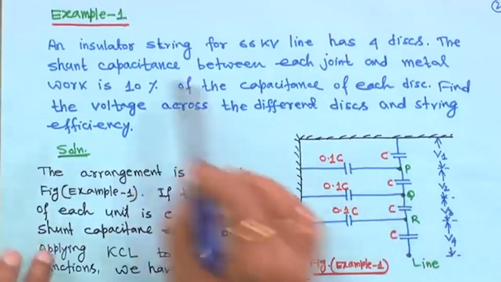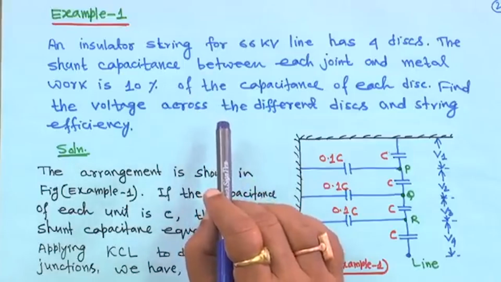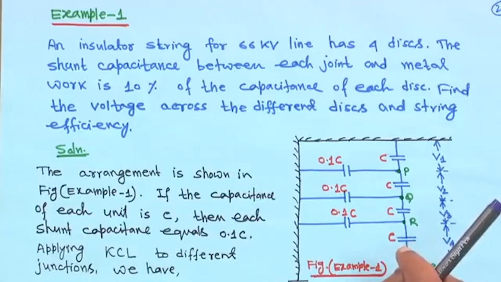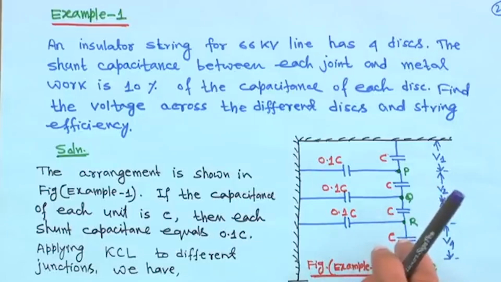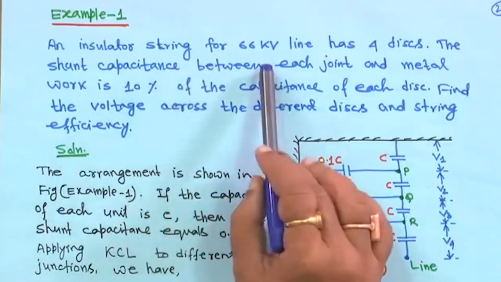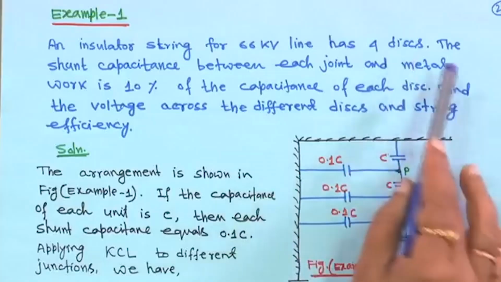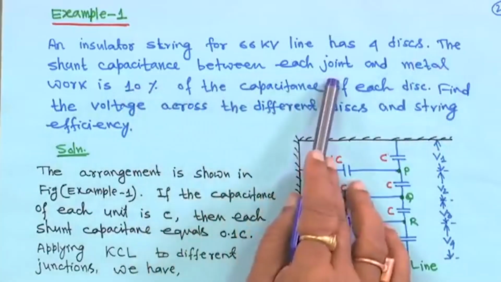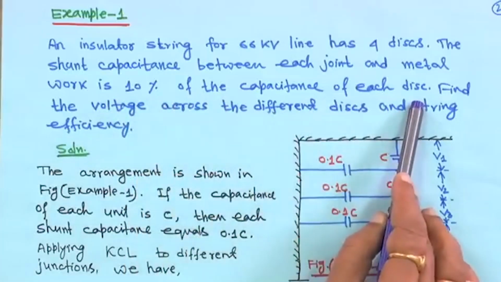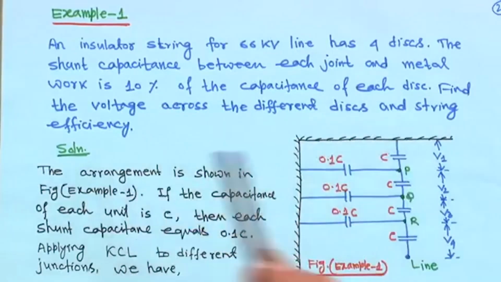Now, the question is example 1, and actually the insulator topic is quite easy for you, right, compared to many other difficult topics. So, you just have to concentrate a little bit and that is all. So, the problem is an insulator string of a 66 kV line has 4 discs, that means 4 units are there. The shunt capacitance between each joint and metal work is 10% of the capacitance of each disc. Find the voltage across the different discs and string efficiency.